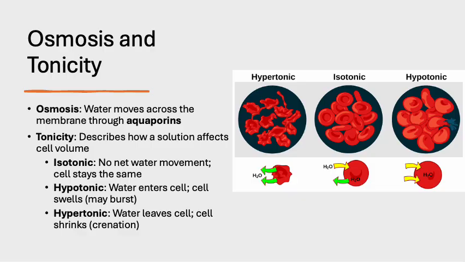Osmosis refers to the movement of water across a selectively permeable membrane, often through specialized channels called aquaporins. Tonicity describes how surrounding solutions affect cell volume. In an isotonic solution, water movement is balanced and cell size remains stable. In a hypotonic solution, water enters the cell, causing the cell to swell, while in hypertonic solutions, water leaves the cell, leading to shrinkage. These principles are especially important for understanding fluid balance in the body.